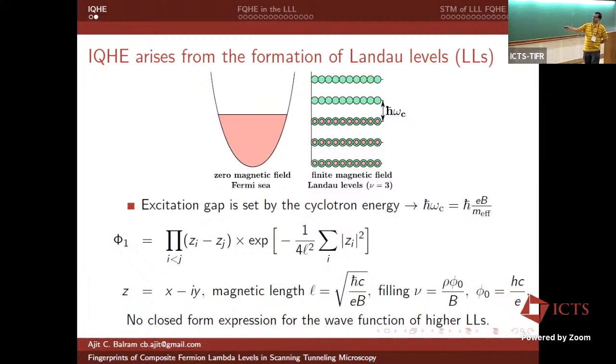And aside from that, there is a Gaussian factor which just comes from standard Landau level physics. And throughout this talk, this factor will play no role, so I'm going to just ignore it. So we'll primarily be focusing on this polynomial in z.